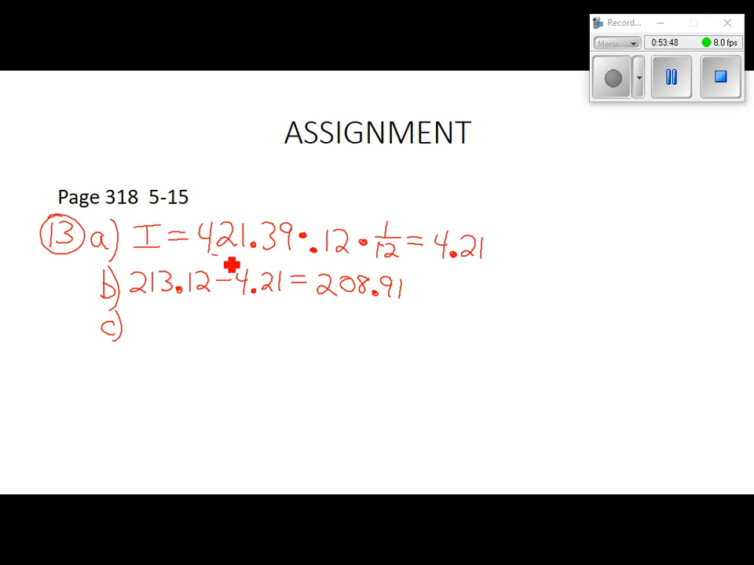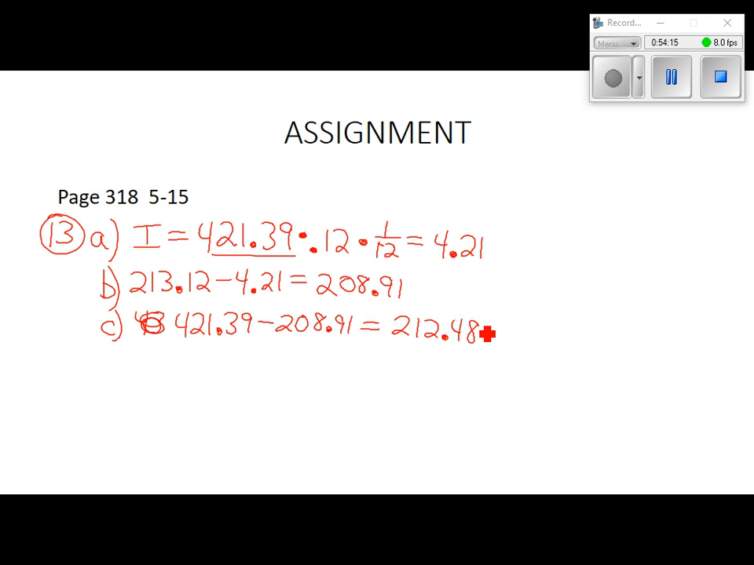Then we go back, we take this number, that's the principal that we still owe as of this month, right? 421.39. Subtract the 208.91. Subtract off the amount that we're paying towards the loan. You get 212.48. Yep.